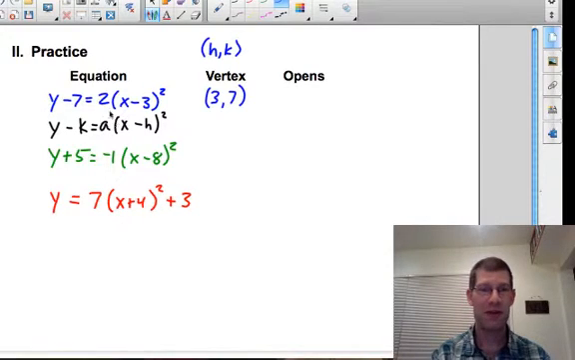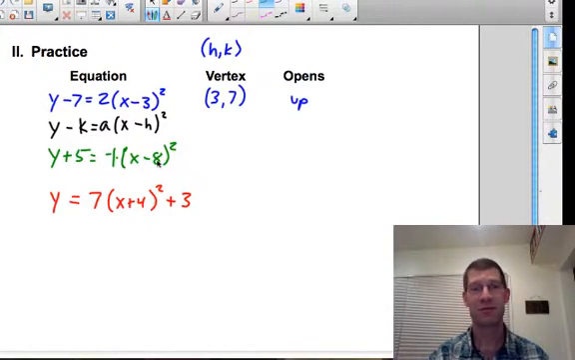Whether it opens up or down, that was a, and a is positive, so this one's going to open up. So that's our first one. The second equation, y plus 5 equals negative 1. I probably should point out, if I'd written it this way, with just the negative in front of the parentheses, that messes up some people. But if you had to put a number there, that negative is going to be a negative 1 times what's in the parentheses. But then times quantity x minus 8, quantity squared.